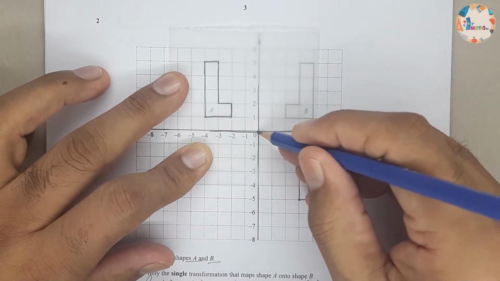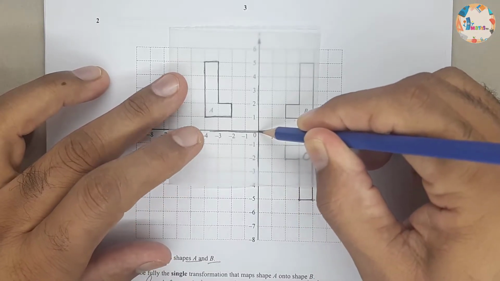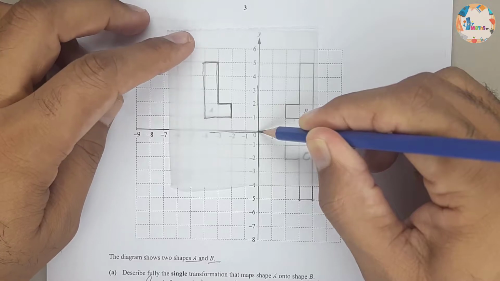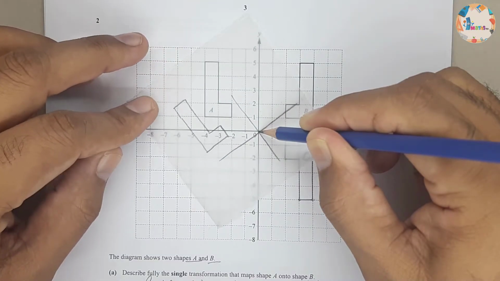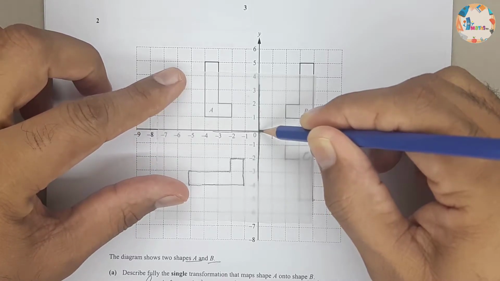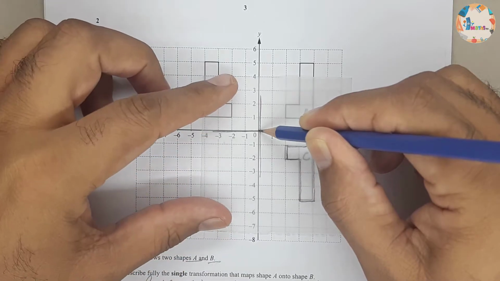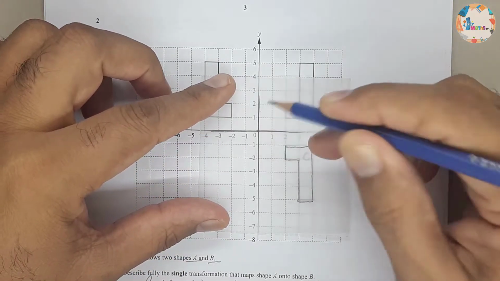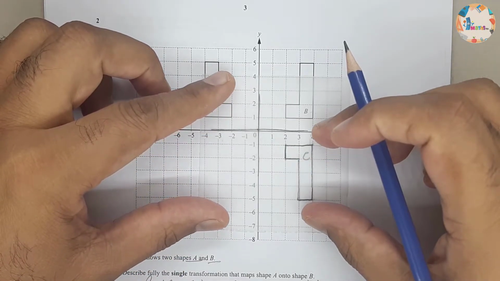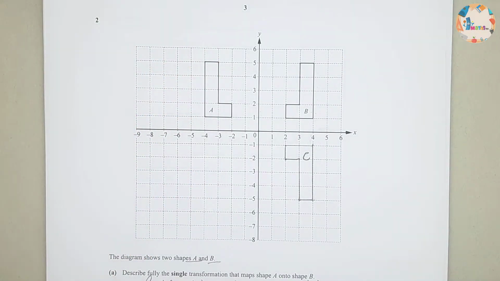Now we can place it over here and try to rotate this. So this is a rotation of 90 degrees up to this one, and a further 90 degrees up to this one. If you see, it's exactly fitting on it. So it will be a 180 degree rotation about the origin. So our answer will be over here.